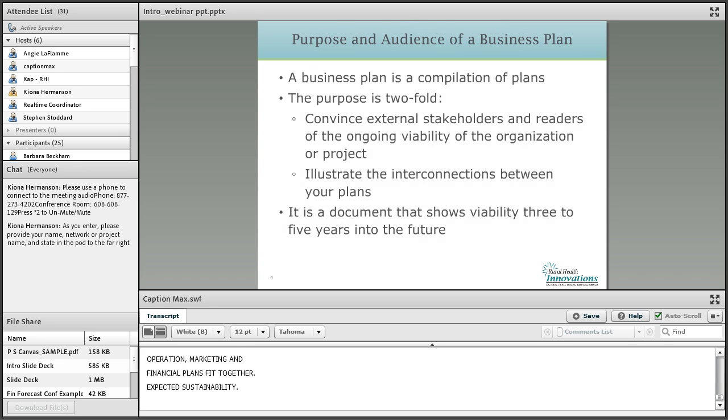The primary purpose of a business plan is to convince external readers of the ongoing viability of the organization or project. It's a document that shows the viability 3 to 5 years into the future. Your external readers of your business plan may be potential or new partners or members or potential funders.